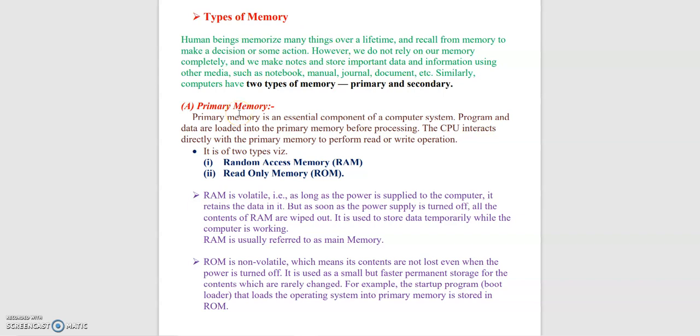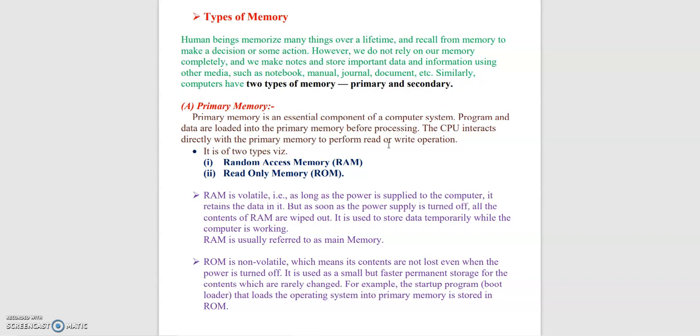Now let's look at the first one, the primary memory. Primary memory is an essential component of a computer system. Program and data are loaded into the primary memory before processing. The CPU interacts directly with the primary memory to perform read or write operations.